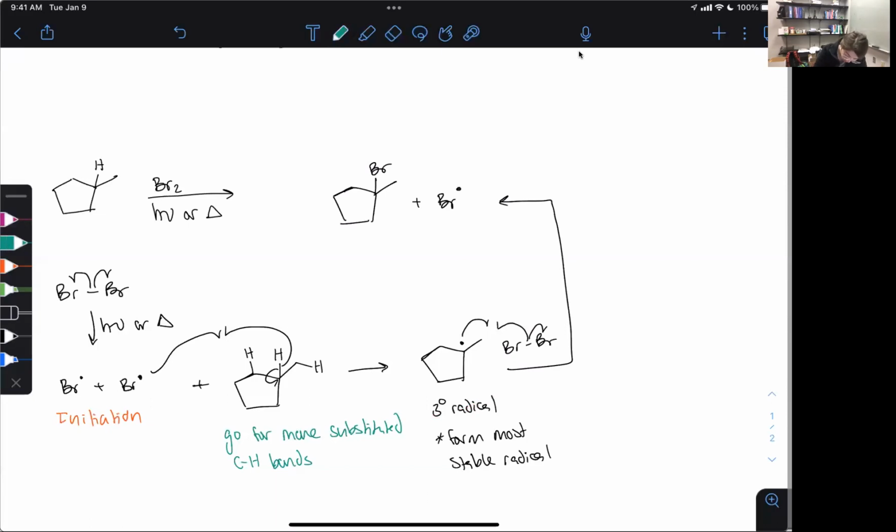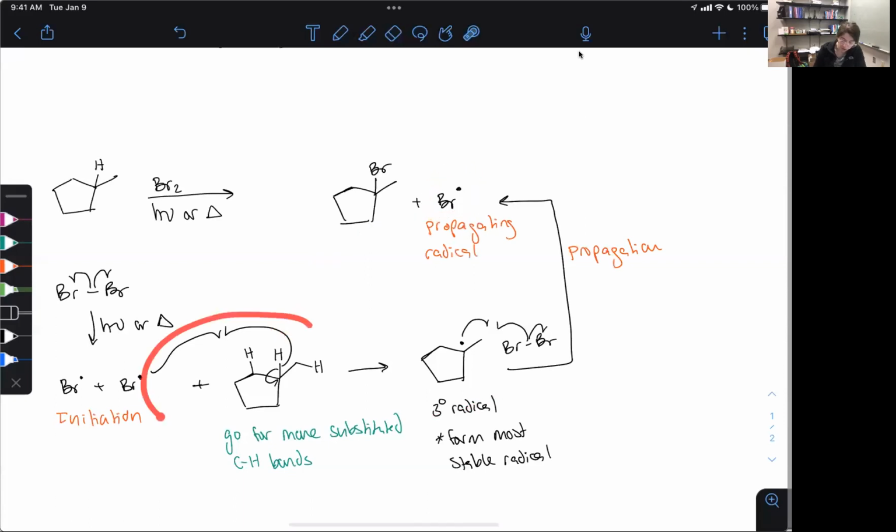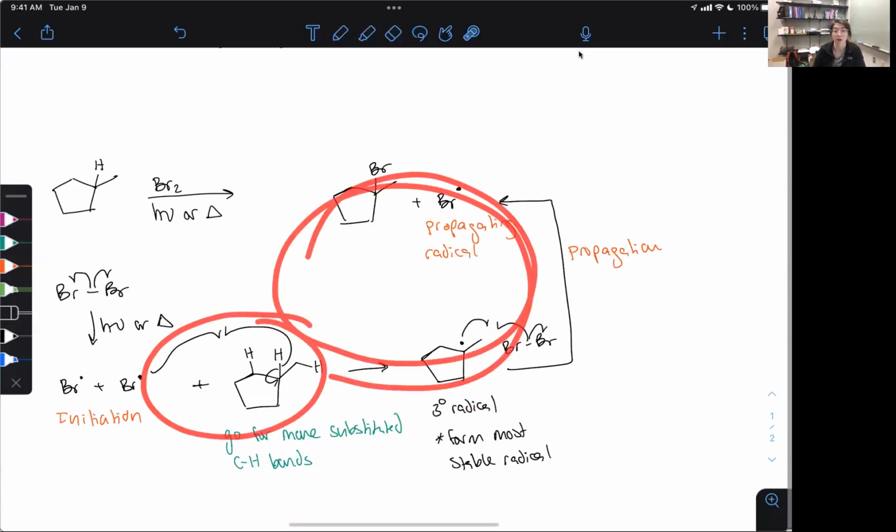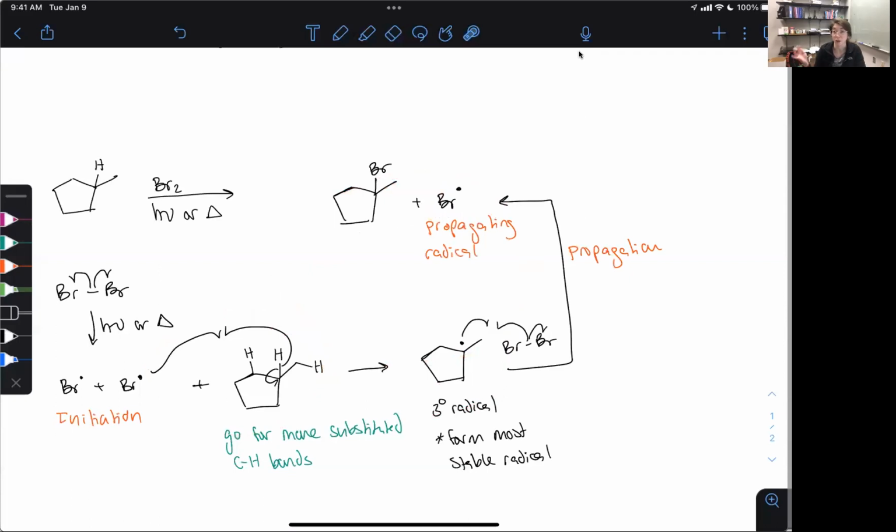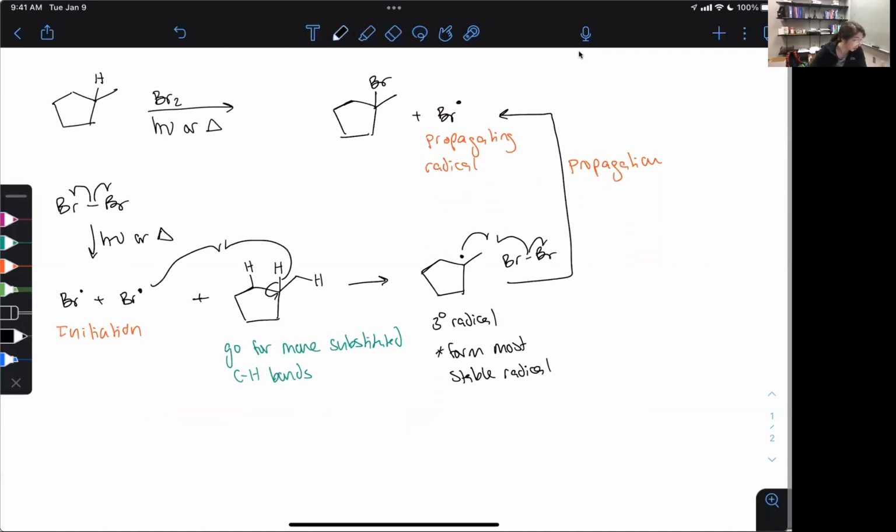And that Br radical, that's our propagating radical, because this is our propagation step. And this Br radical can come right back to here and do this step all over again. And we're just going to keep on going around and around until we have no bromine left. Okay, so that's how the bromination works on alkanes. Let's move on to talk about HBr.